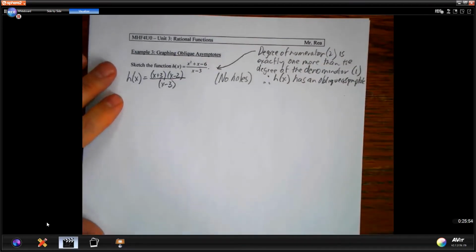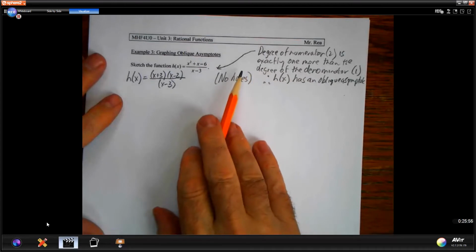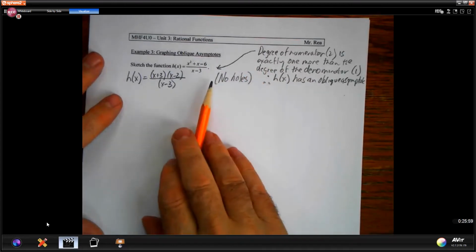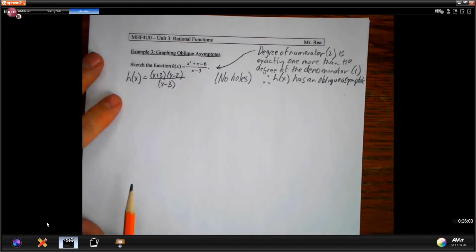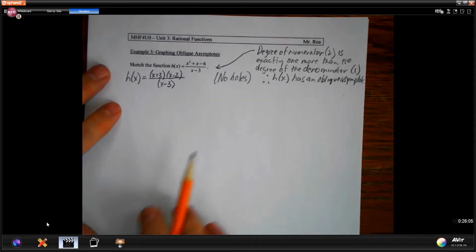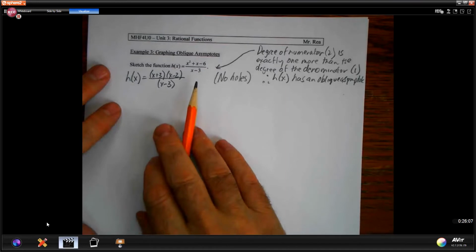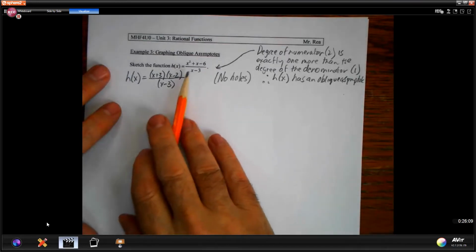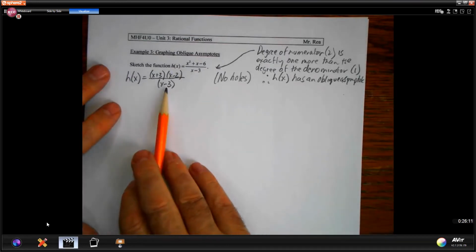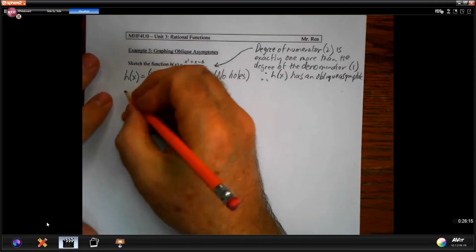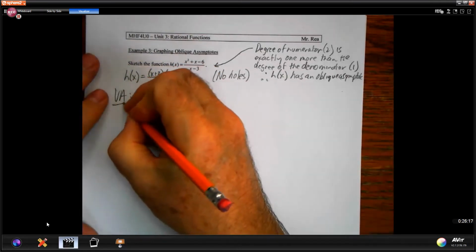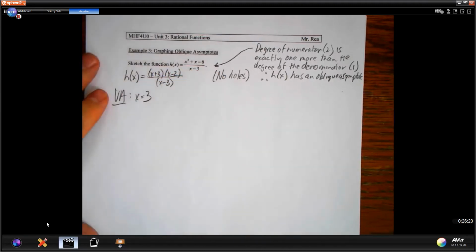Okay, now you don't have to write this every time. I'm just doing this so that you can see how I knew there was an oblique asymptote, because I looked at the degree, one higher on the top. Okay, so we'll get to that in a second. First thing I want to do is check for vertical asymptotes, and that factor is still on the bottom. It wasn't canceled, so I do have a vertical asymptote at x equals 3.